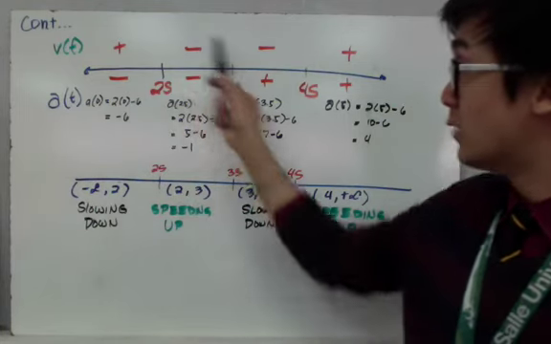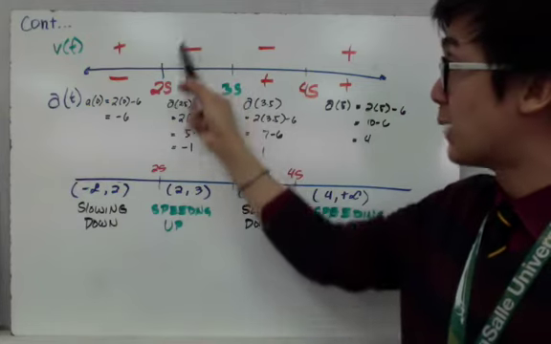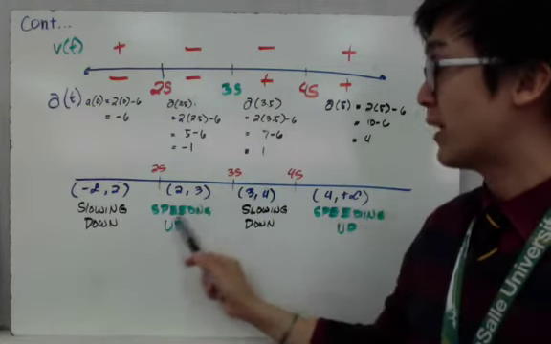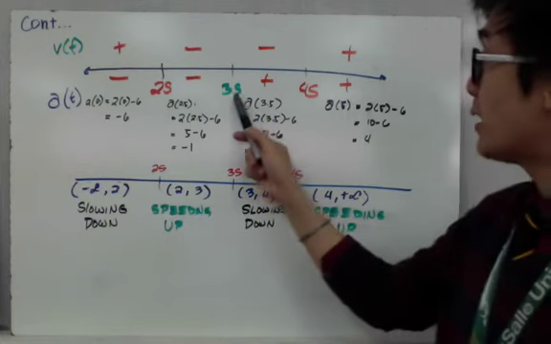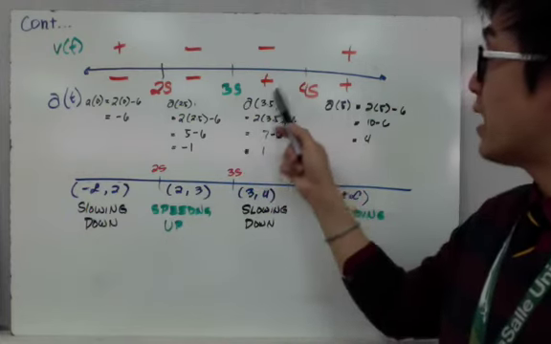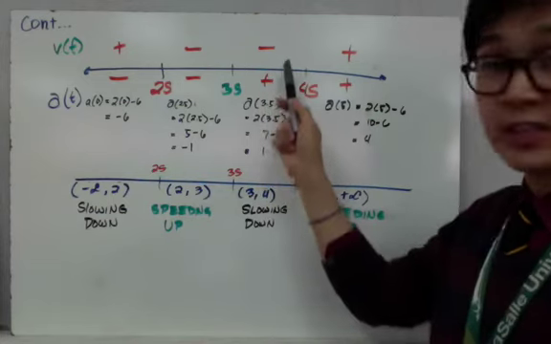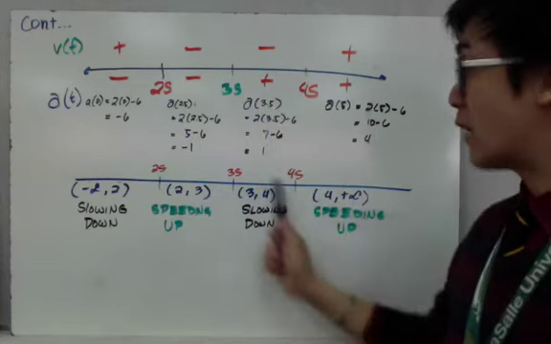For the second interval, it's speeding up because it has the same sign, both negative. So between 2 and 3, the particle is speeding up. And between 3 seconds and 4 seconds, the particle is now slowing down because it has different signs. So it's slowing down for this interval.